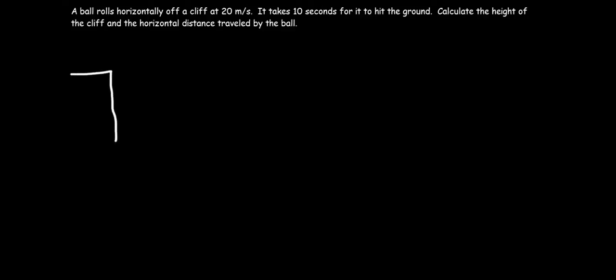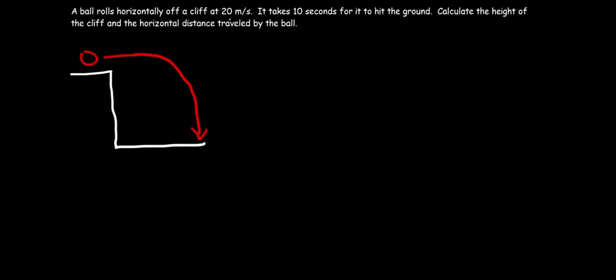So the ball starts off on a cliff, and it rolls horizontally, so it's going to the right, and eventually it's going to fall down. So this is the type of trajectory that we have in this problem. Next, make a list of what you have.